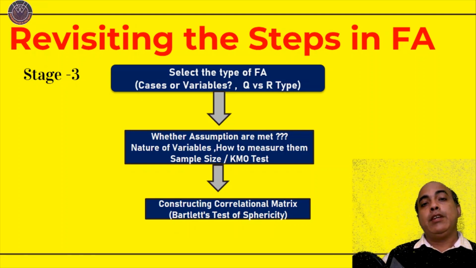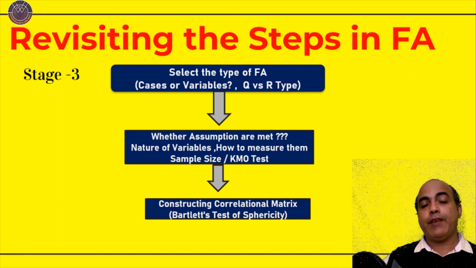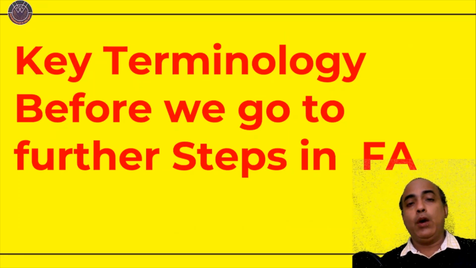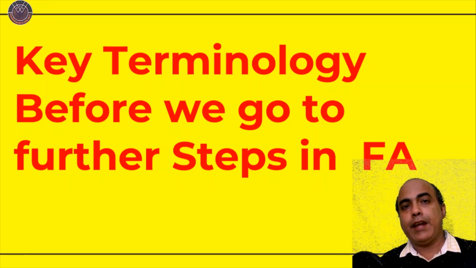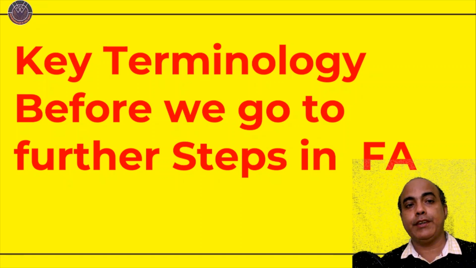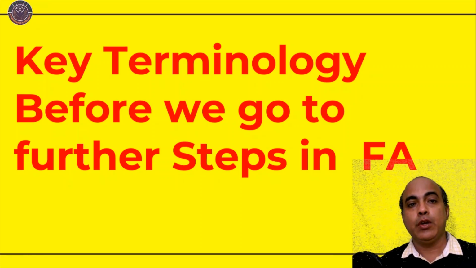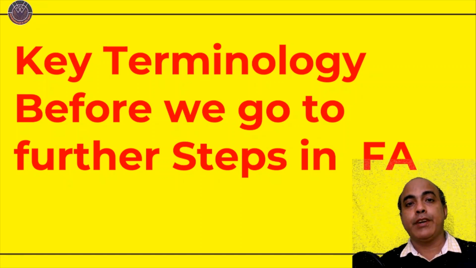We can see the pattern among the variables, we can go for finding out the communalities, finding out the factors, rotating the factors and extracting the factors. So now we will go further and understand different other terms related to factor analysis so that we can understand the remaining steps of factor analysis. First we will try to understand different other terms related to factor analysis.